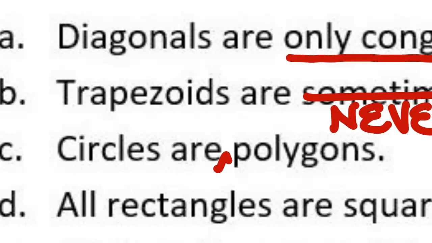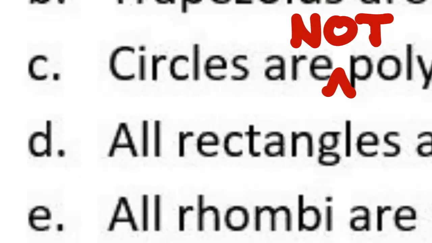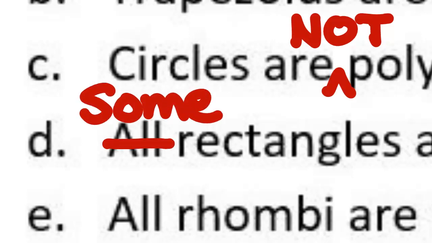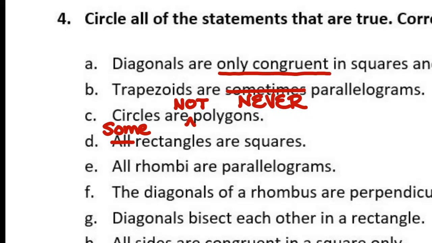Circles are polygons. That is not true. Polygons have to have straight sides, so circles are not polygons. All rectangles are squares. Some rectangles are squares. All squares are rectangles because all squares have 4 right angles. They have opposite sides that are congruent and opposite sides that are parallel, and congruent diagonals. So all squares are rectangles, but not all rectangles have 4 congruent sides.